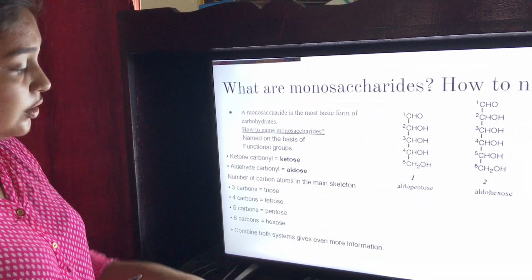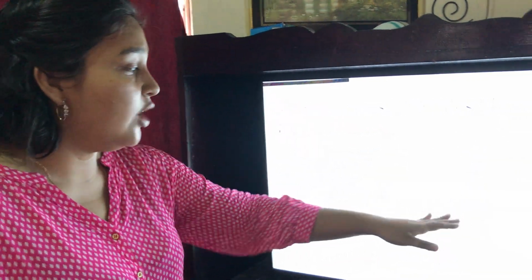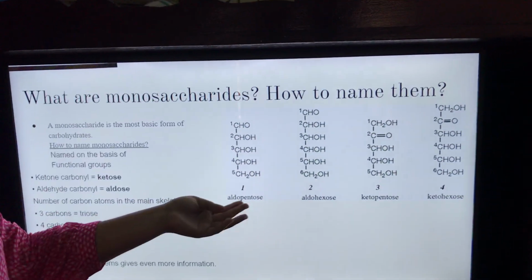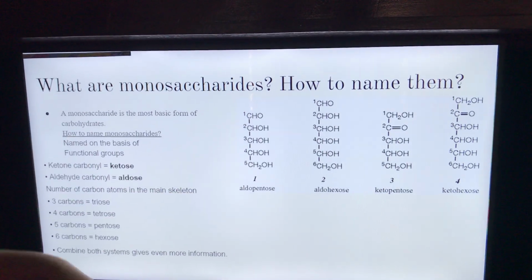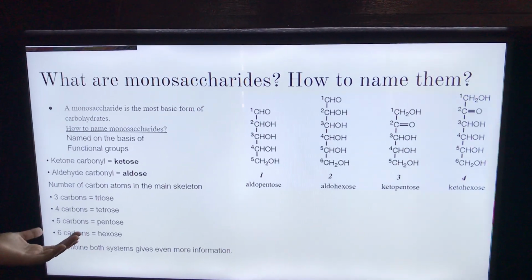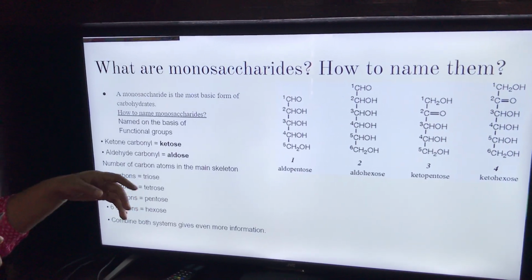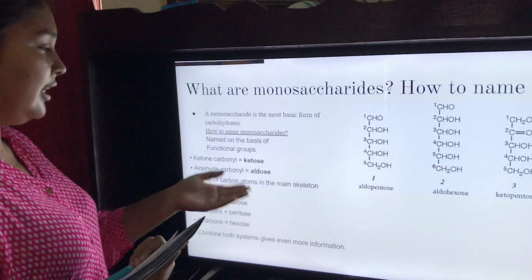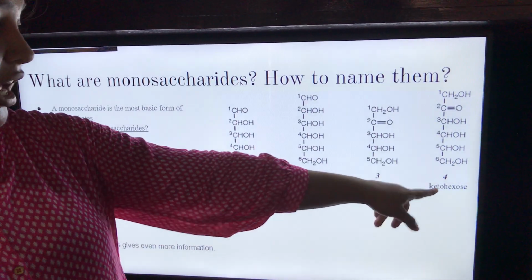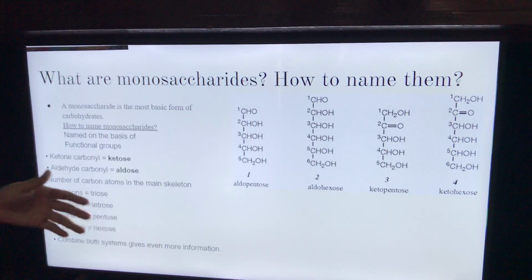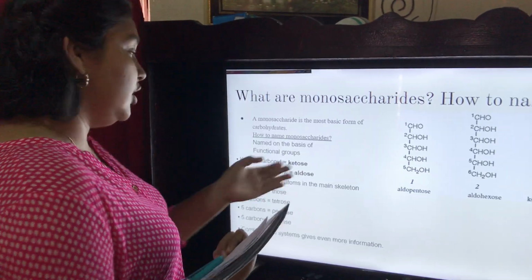Now you just combine both systems to give even more information to the reader and a name to the structure. So here we have an aldopentose. So we know that aldo because it is an aldehyde, and pentose because it has 5 carbons. So when we talk about glyceraldehyde, we know that it is an aldose, and we know that it is an aldehyde. Here we have other examples, aldohexose, we have ketopentose, and we have ketohexose, which are just identifying the location if it is a ketose or an aldose and the number of carbons.